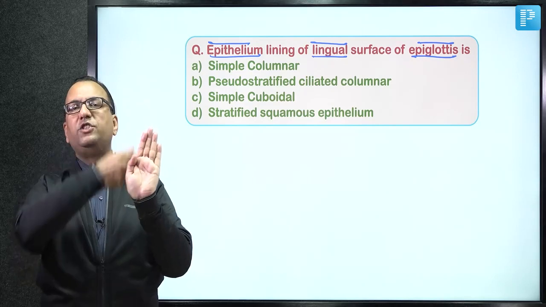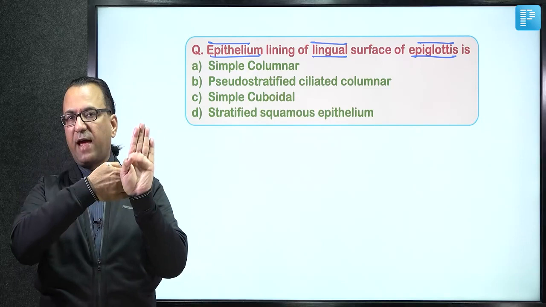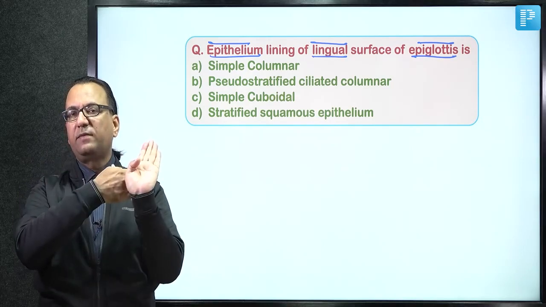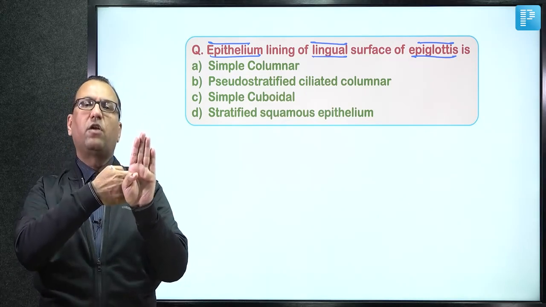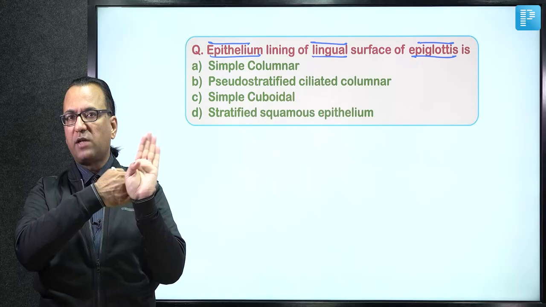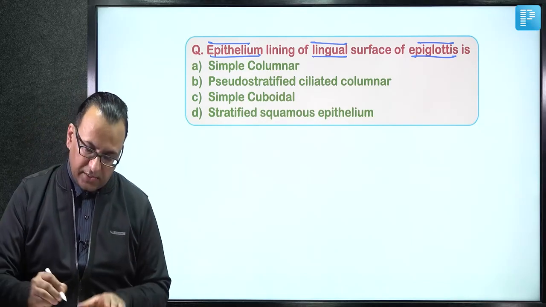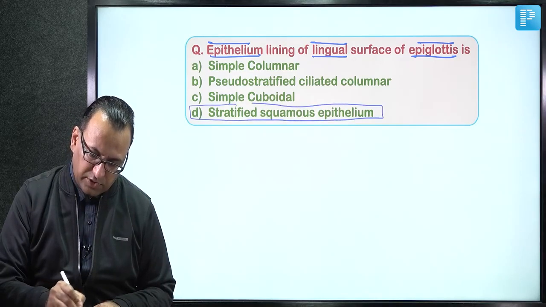But what about the laryngeal surface towards the larynx, the respiratory tube? Then that will have the respiratory epithelium. Whatever epithelium the larynx has, and which one? That will be pseudostratified ciliated columnar epithelium. But then what is the answer to the question here? If you say lingual surface, just like the tongue, it is going to be stratified squamous epithelium. The answer is choice number D.